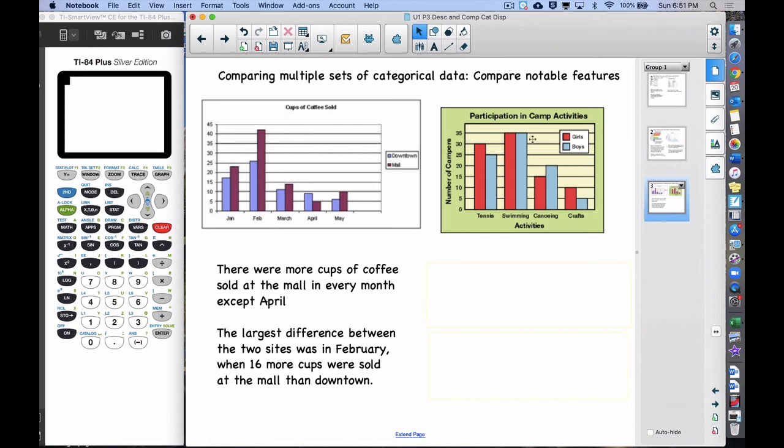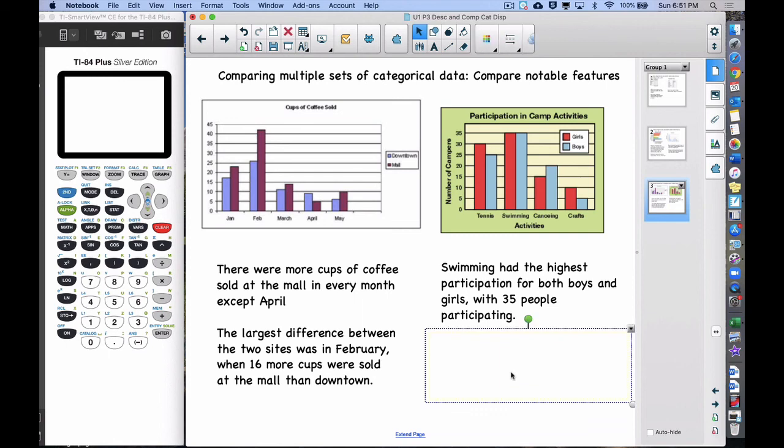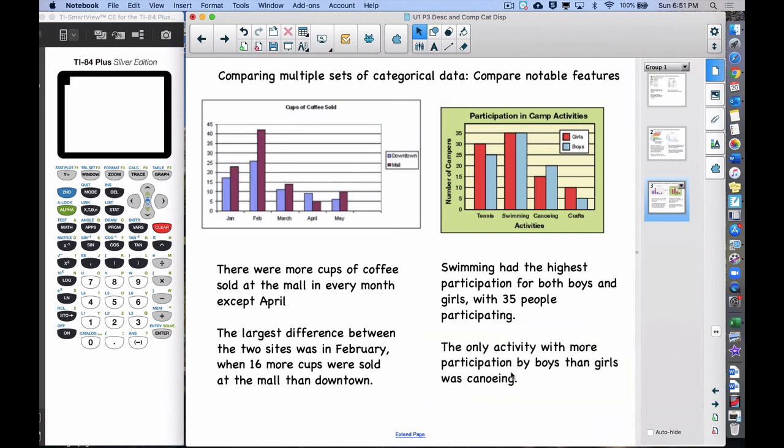Over here, we're looking at participation in camp activities. I could say swimming had the highest participation for both boys and girls, with 35 people participating. So that's pointing out that it's the highest and that they're the same, that they both have 35. You could also point out that the only activity with more participation by boys than girls was canoeing. In every other category, it's either the same or higher for girls.